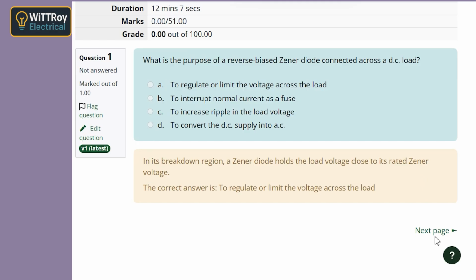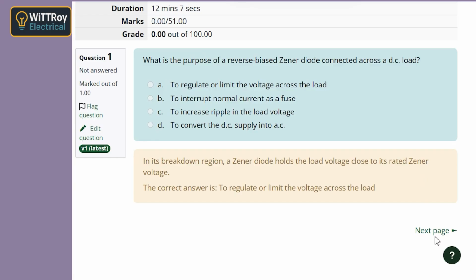Let's begin. Question 1. What is the purpose of a reverse bias Zener diode connected across a DC load? I picked to interrupt normal current as a fuse. I think I saw the word protection and treated the Zener like an overcurrent device. I can see why you picked that, but it is not the right one. Let's work through it. A Zener used across a DC load is not a fuse.